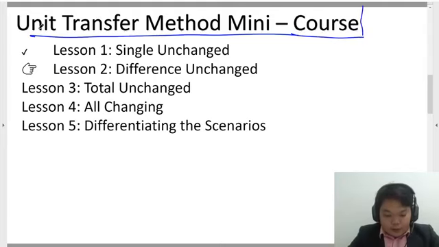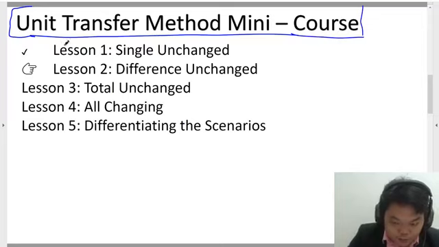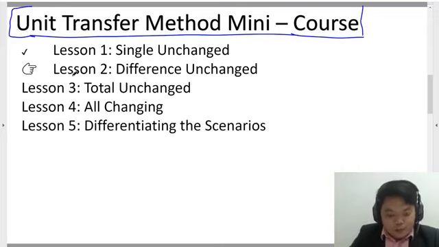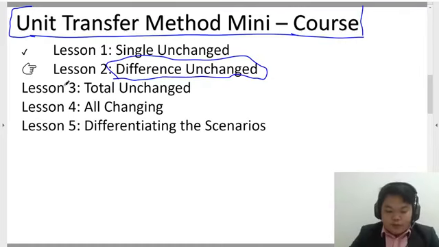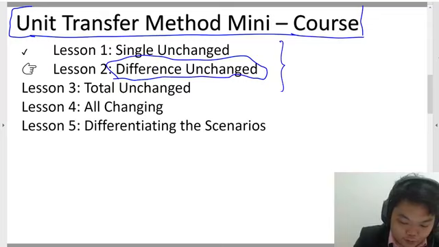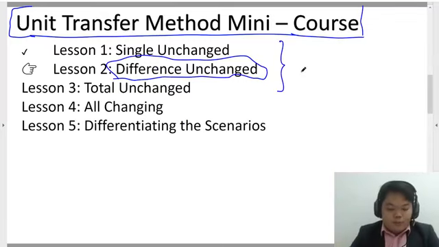So what we are doing here is that we are sharing this unit transfer method mini course to keep parents up to date about the latest developments that's happening in schools. In the previous week, we've already covered lesson 1 on single unchanged quantities. Today we will be dealing with another common set of problems where the difference remains unchanged. Next week we'll be doing total unchanged. These are the 3 common types of problems that your child must know in order to solve even more difficult problems.